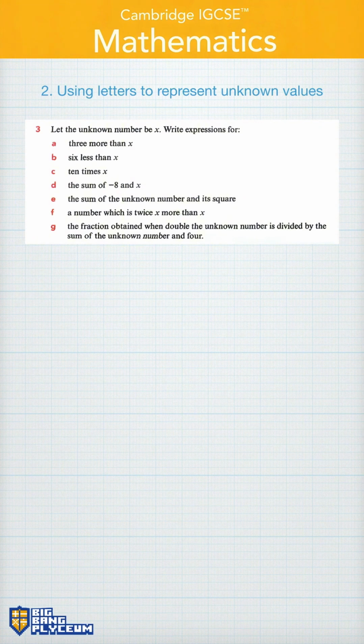Alright, number a, 3 more than x, which is pretty simple, right? Simply we use addition to show the words more than. Alright, so the answer should be x plus 3. Similarly, when we look at b, 6 less than x, well, it's obviously a subtraction case, okay? So we simply write x minus 6.